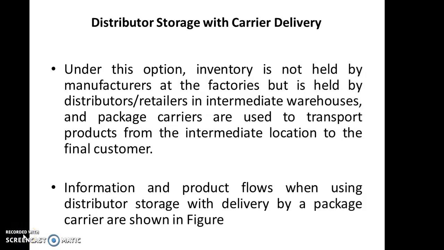In continuation to the topic of last lecture, that is 6 distinct distribution network designs, we had already discussed the first two. The first one is manufacturer storage with the direct shipping. The second one is manufacturer storage with the direct shipping in transit merge. Now we are going to discuss the third one, distributor storage with the carrier delivery.